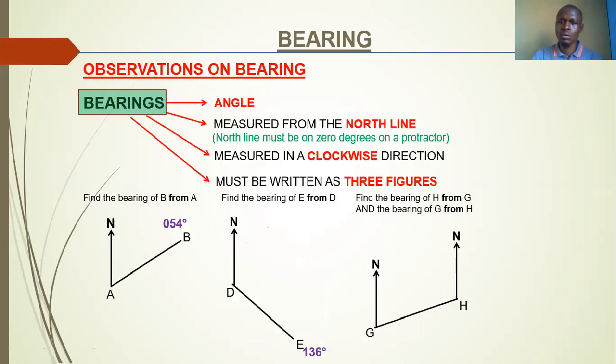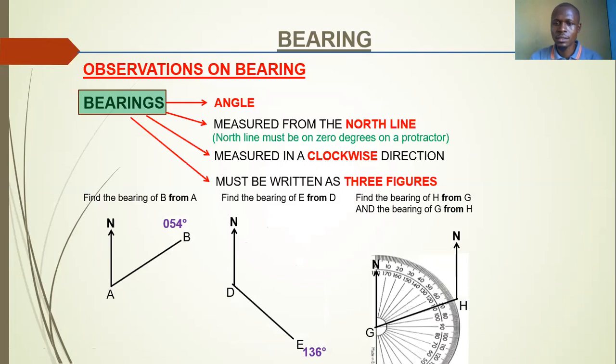Look at this last one. The bearing of H from G. Go to G. You have your compass. What is that angle? That angle is 69 degrees. You know, that is bearing of H from G is 69 degrees.